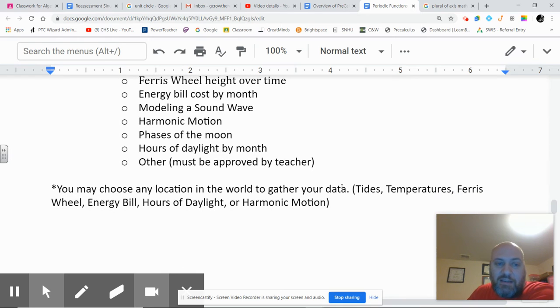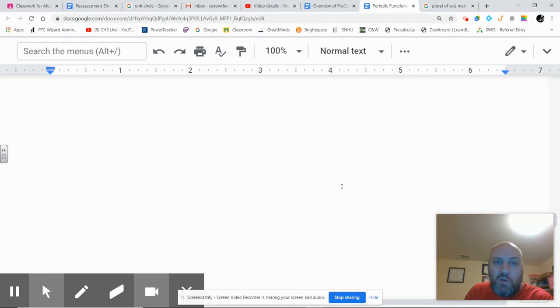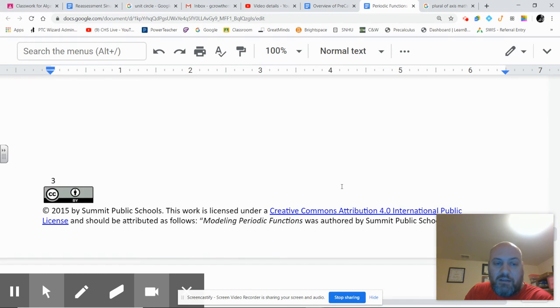For the tides, temperature, Ferris wheel, energy, hours of daylight, harmonic motion, you may choose any location in the world to gather your data. So if there's a place that you're thinking of moving to or you wanted to visit, or someplace that has a particular interest to you, feel free to use that location. You do not all have to do Concord, New Hampshire. So that is the overview outline of the project.